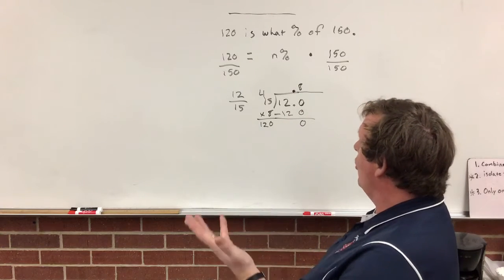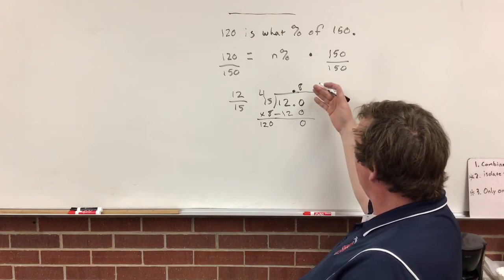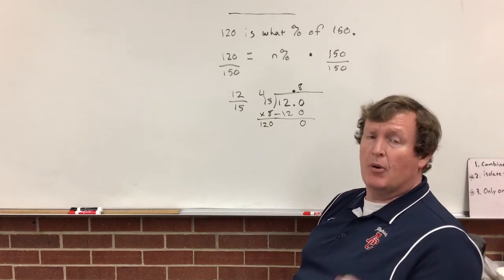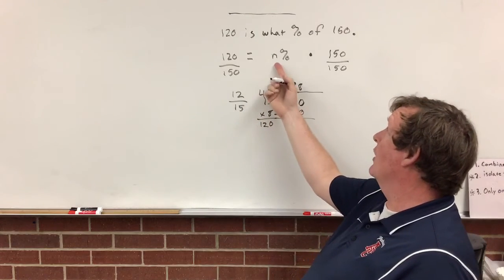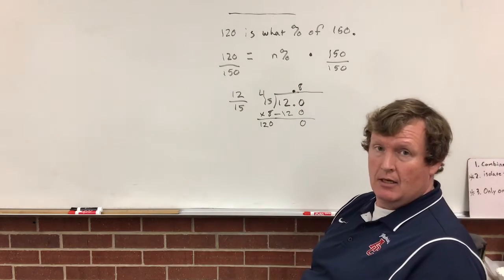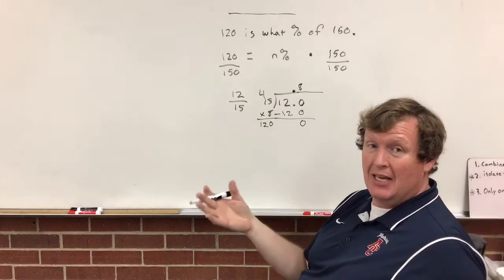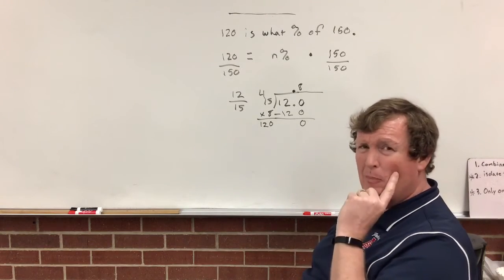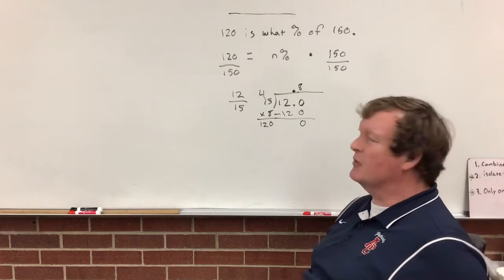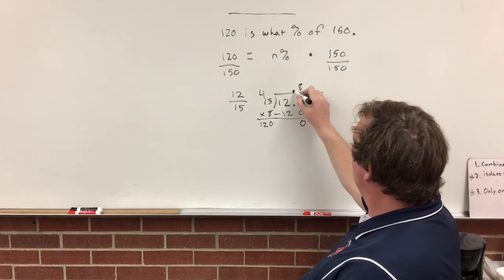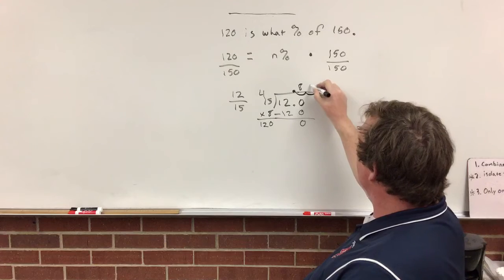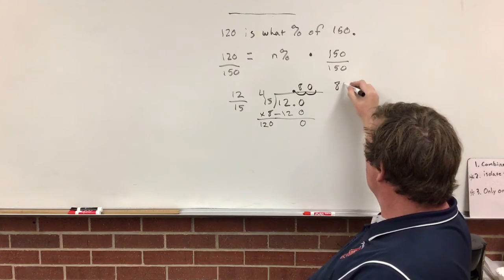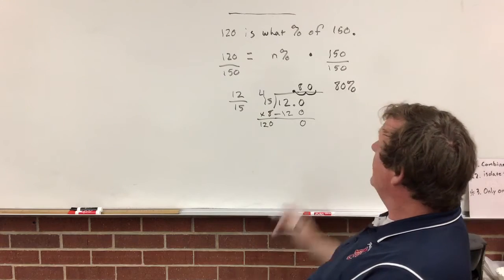Okay? So, here's my answer. 8 or 0.8. Now, I have a problem. The problem is my answer asks for a percent. So now I have to take my answer as a decimal, change it back to a percent. I think a lot of the problems for the first part of this lesson were like that. So then you move your decimal to the right twice. In this case, I'm going to have to add a 0. And so the answer to this problem is 80%.